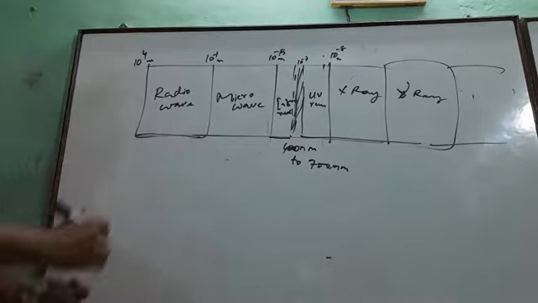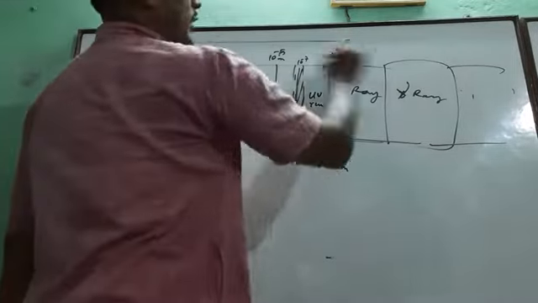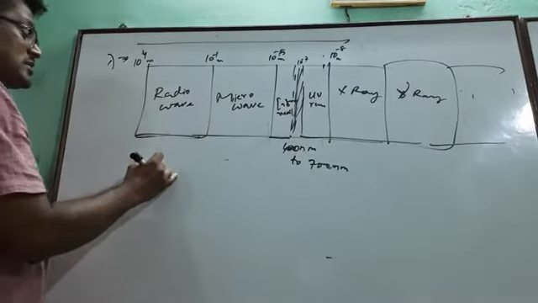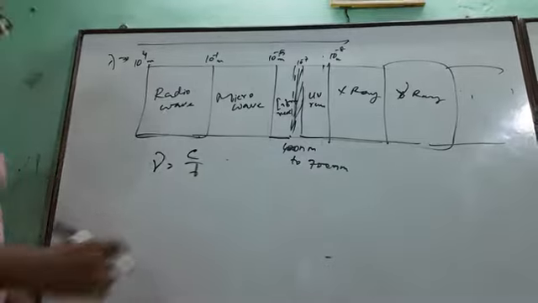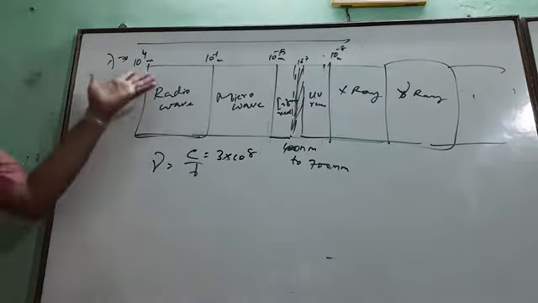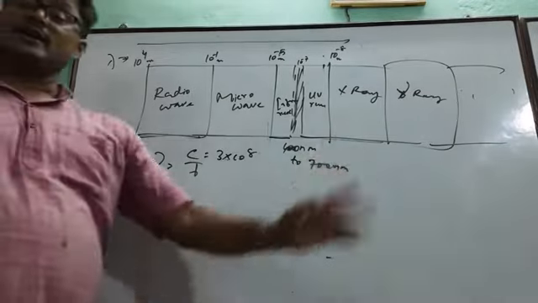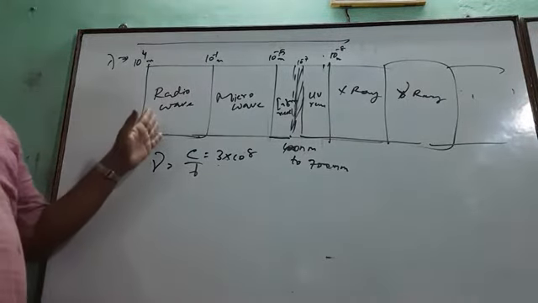Now, as lambda is continuously going down, we can find out frequency by using this formula. C means speed of light. What is the value of speed of light? 3 into 10 to the 8 by lambda. Lambda we have, so we can find out the range in frequency also. Now we have to keep in mind the use.